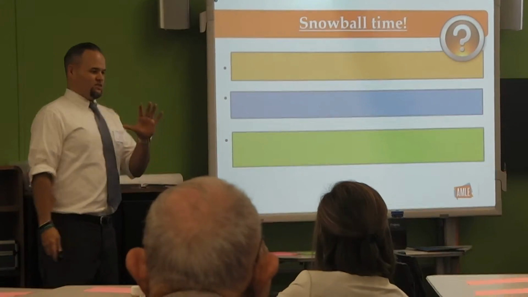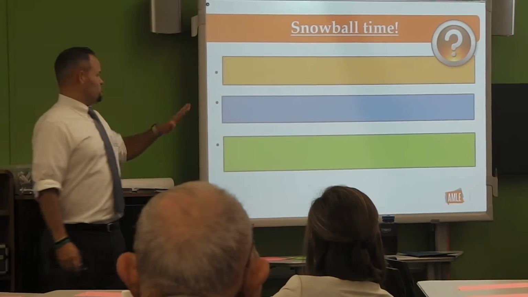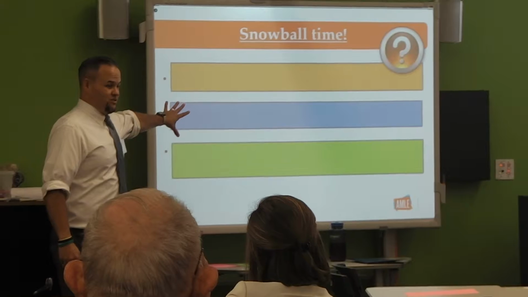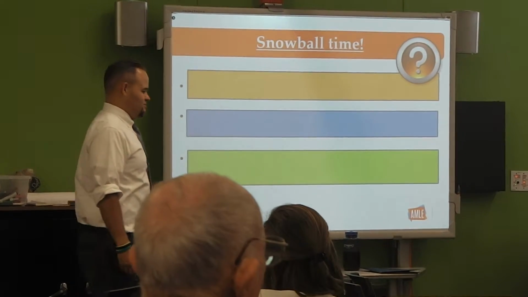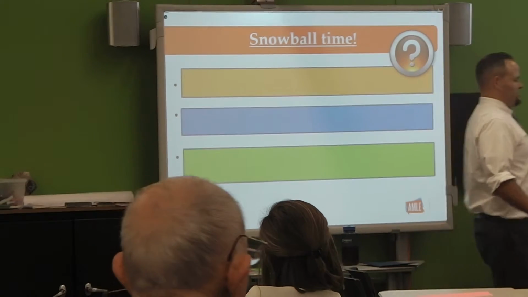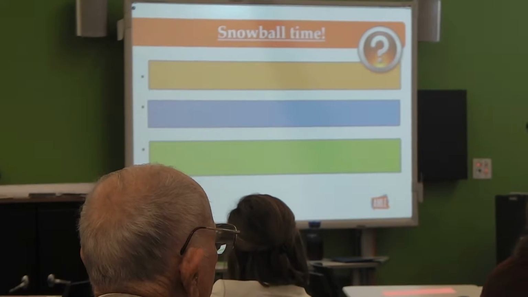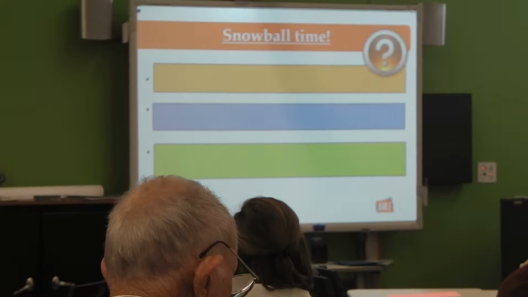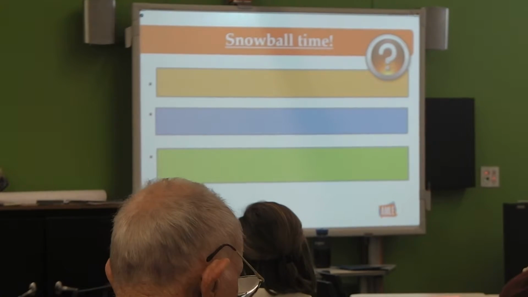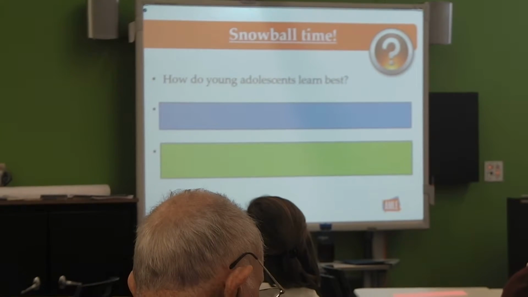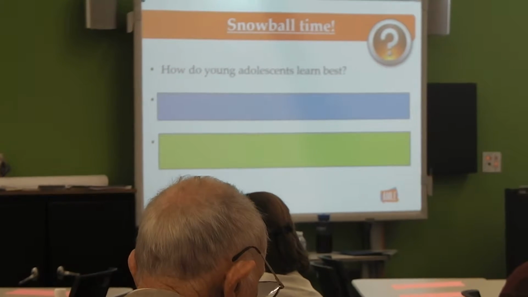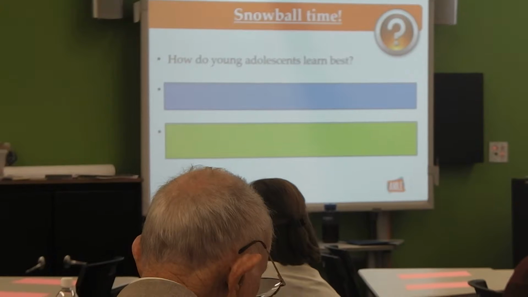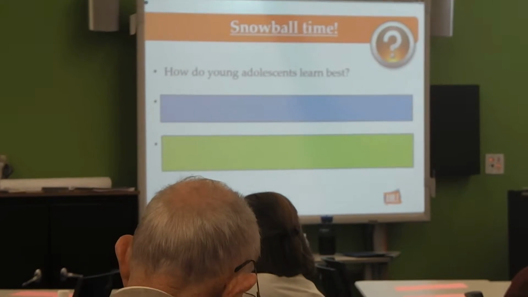So what you're going to do is on this piece of paper, you are going to write down answers to certain questions that I'm going to magically reveal. You don't have to write like a novella or anything like that. Just a couple of words and phrases. And then I'll tell you what the next thing is. The first thing I want you to do on this piece of paper, you don't just write your name, is the answer to this question. How do young adolescents learn best? How do they learn best? Remember, it doesn't have to be a complete sentence.